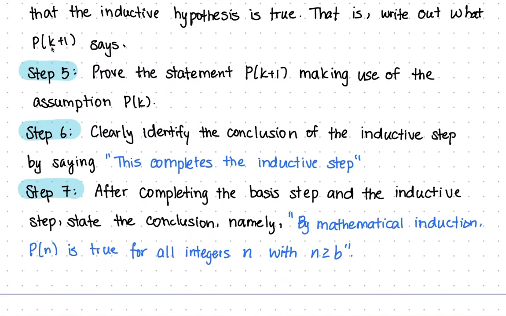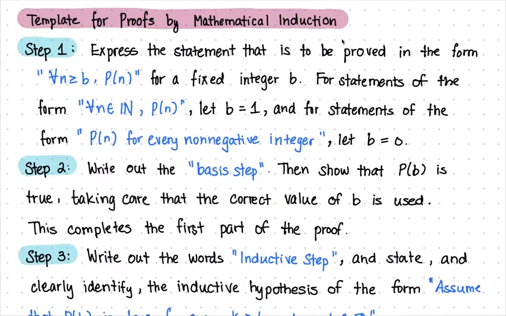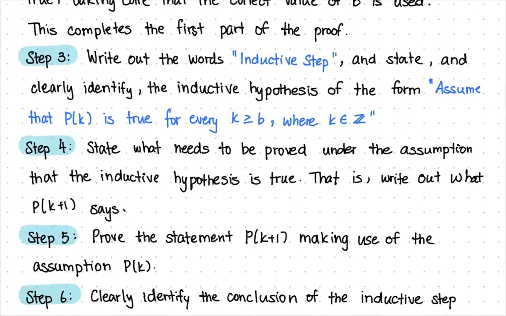You need to be able to use your inductive hypothesis in order to prove that P(k+1) is true. For the sixth step, we identify the conclusion of the inductive step by simply saying this completes the proof of the inductive step. And for step 7, we conclude the proof by saying: by mathematical induction, P(n) is true for all integers n with n greater than or equal to b. So those are the 7 steps of mathematical induction.